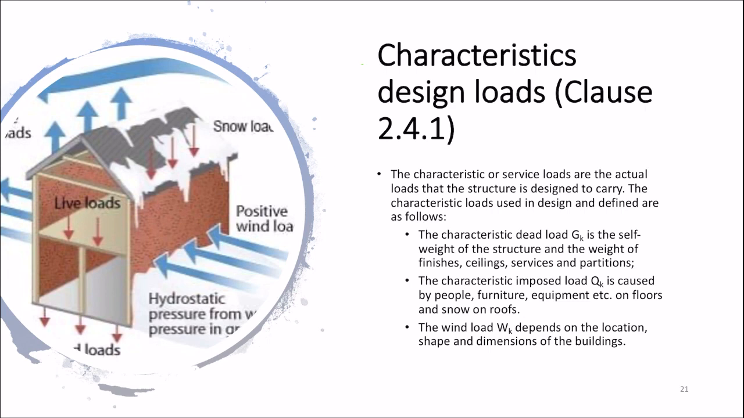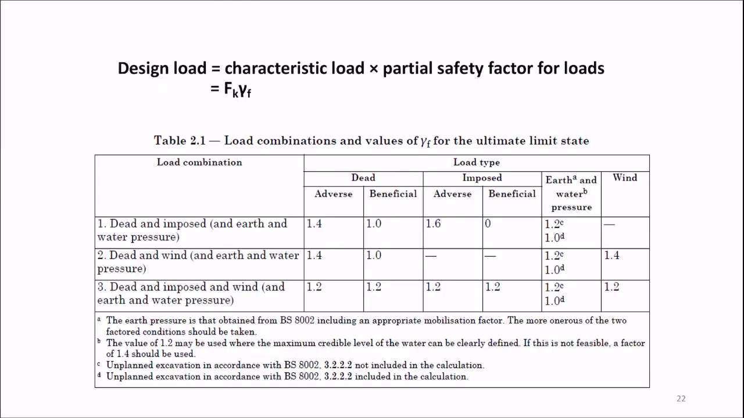First, we have the characteristic dead load. This the one I believe that you are very familiar with: the dead load, the imposed load or live load, and the wind load. And just notice here the symbol. For dead load, we call it GK. For imposed or live load, we call it QK. And for the wind load, we call it WK. So design load is equal to characteristic load times the partial safety factors for loads.